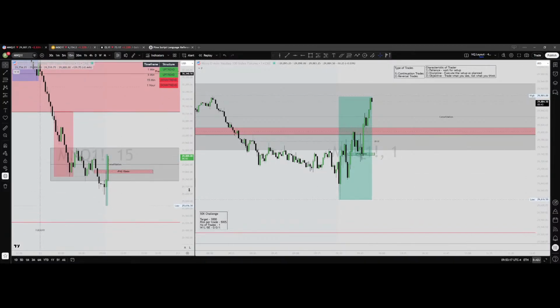For us to initiate any trade, we need a level of interest. We need a signal on that level of interest, and then we can initiate a trade. Then we just have to wait for the price to either take out our stop loss or TP. That's it.